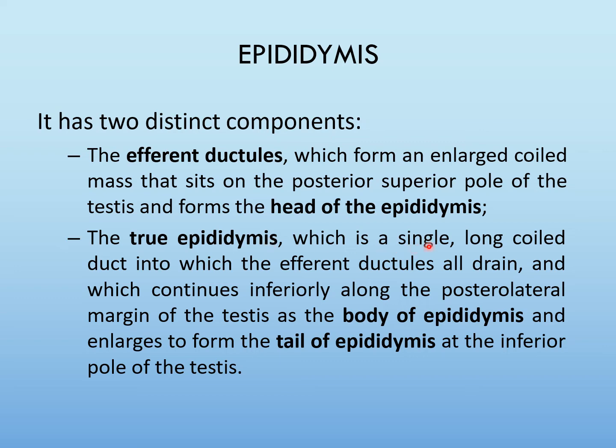It is a single long coiled duct into which efferent ductules all drain. It continues inferiorly along the posterior lateral margin of testis as the body of epididymis and enlarges to form the tail of the structure at the inferior pole of testis. The remaining part of epididymis is called a true epididymis. It is a single long coiled duct. All the different ductules drain into this single coiled duct. Then it continues as body of epididymis and it enlarges to form the tail at the inferior pole of testis.